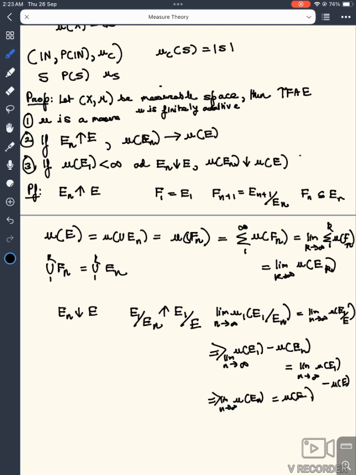3 doesn't imply 1, so we will show how 2 implies 1. That is quite trivial actually, so we will show how 2 implies 1.